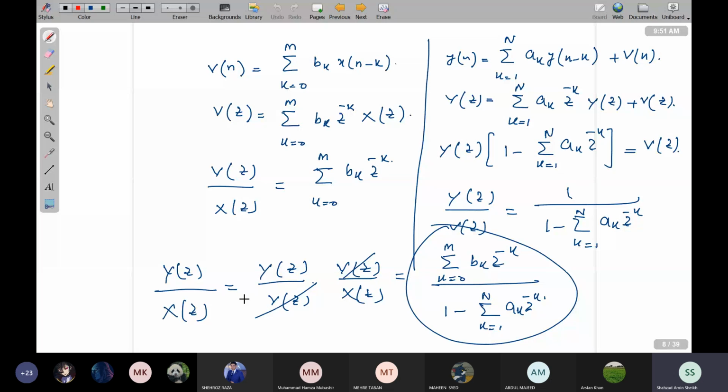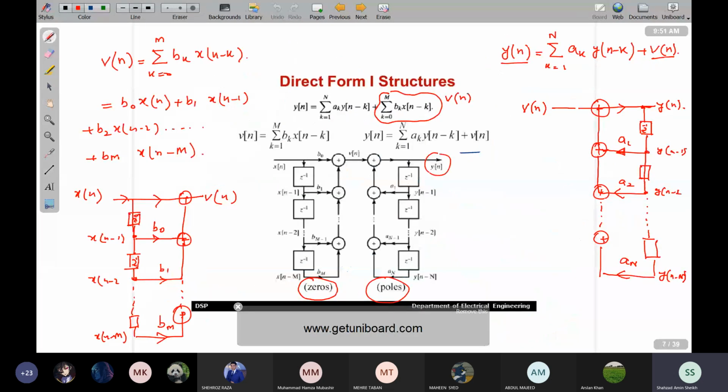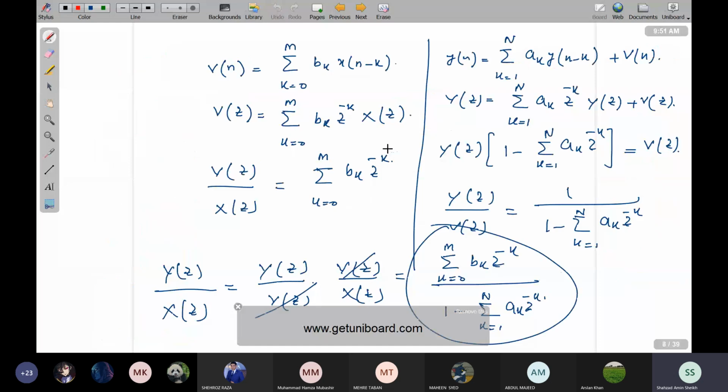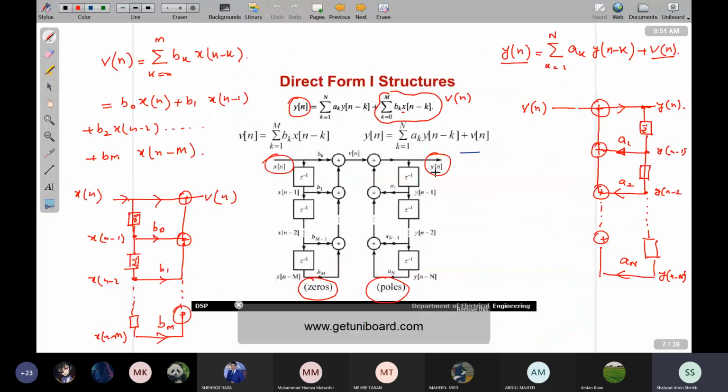Now you are interested in knowing the final transfer function, which is Y(z) over X(z), because in the actual system y(n) was the output and x(n) was the input. So we want the transfer function Y(z) over X(z), and Y(z) over X(z) is equal to Y(z) over V(z), this portion, where y(n) is the output and v(n) is the input.